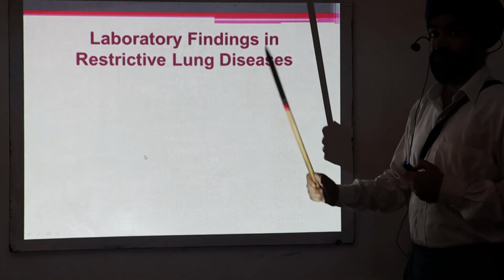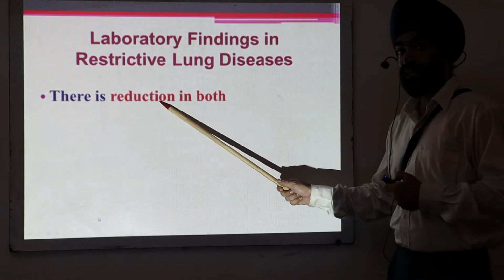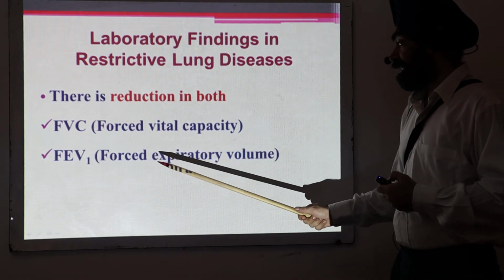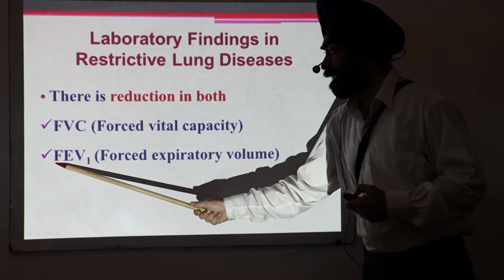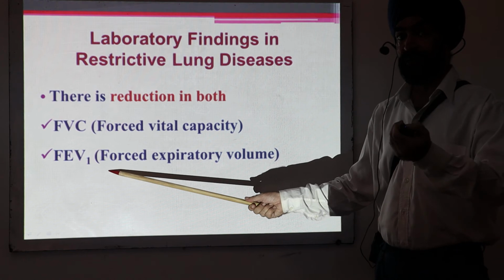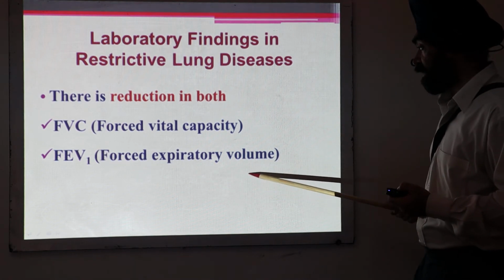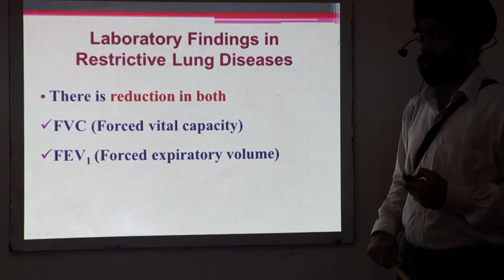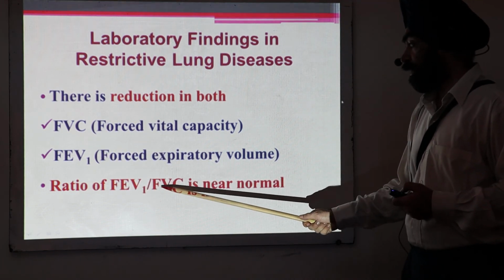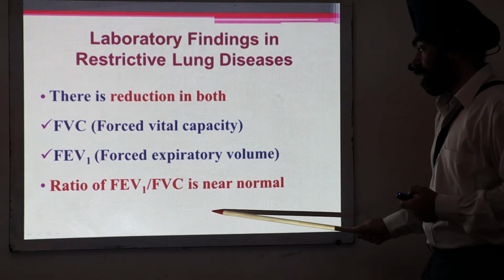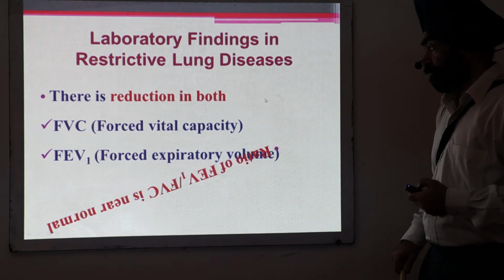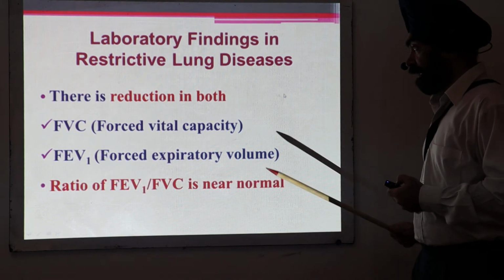So what are the laboratory findings? There is a reduction in both forced vital capacity as well as forced expiratory volume, because once inspiration is reduced, obviously expiration will be reduced. As a result, the value of FEV1 is reduced. Vital capacity is also reduced. But if we take the ratio of both, FEV1 over FVC, this ratio will not be changed. It will be normal because both values are reduced. So this is the hallmark.